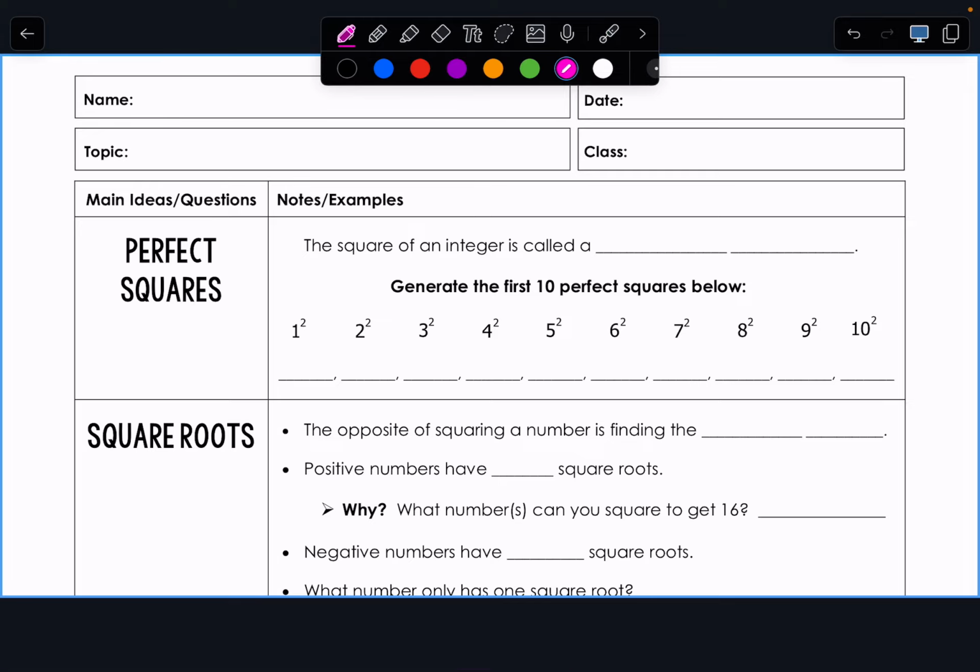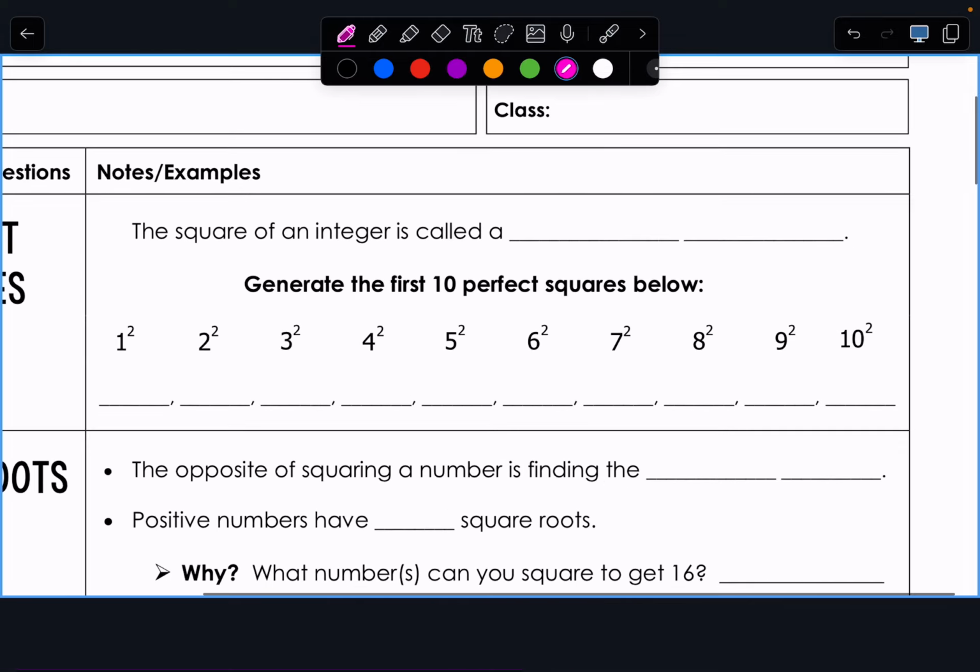The first thing we're going to talk about is the square of an integer. And that number, that result, is something that we call a perfect square. Like 1 times 1, 2 times 2, 3 times 3. Raise your hand if you've heard the term perfect square before.